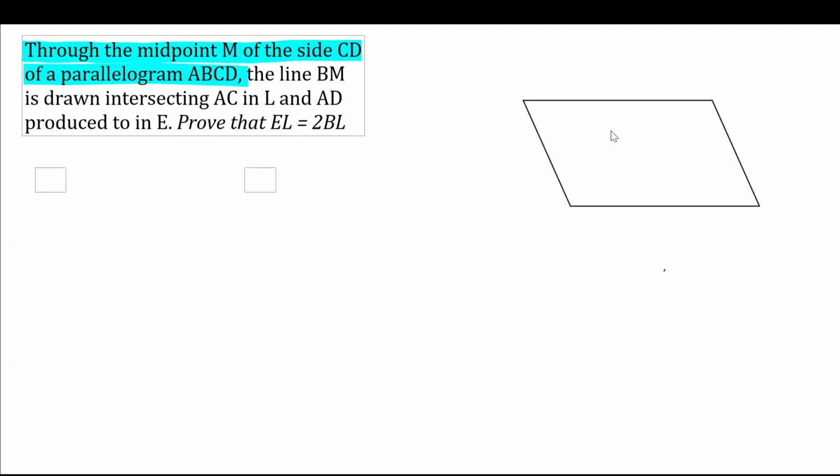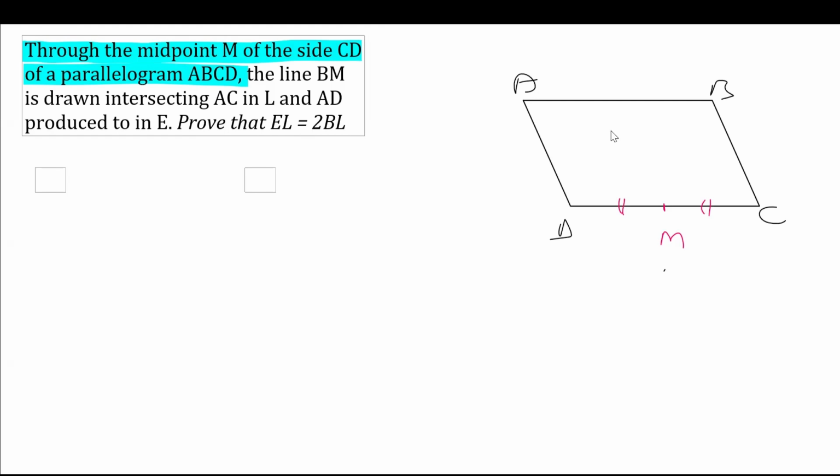In this question from the chapter Similar Triangles, it says through the midpoint M of side CD of a parallelogram ABCD. So what we can do is to first make a parallelogram. Let's say I make a parallelogram and I name it ABCD. And we are given M as the midpoint of side DC. That means DM is equal to CM.